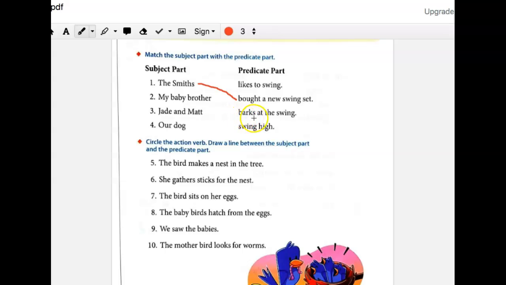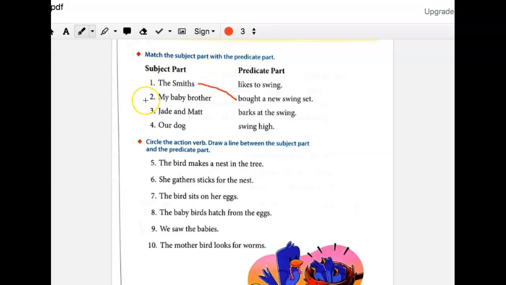First of all, they're not dogs, so they're not going to bark. And second of all, this verb ends with an S. And remember, when a verb has an S at the end, that means only one subject is doing the action, so that's not it. Then what about the last predicate part? The Smiths swing high. That could also work, but the best answer would be bought a new swing set.